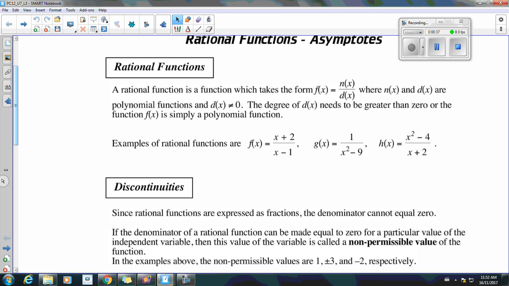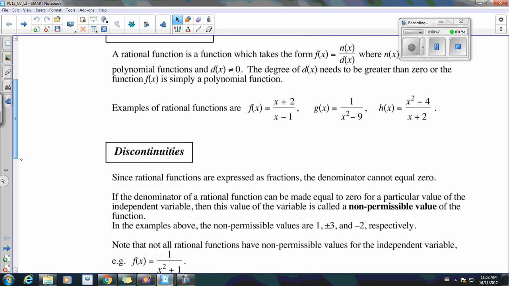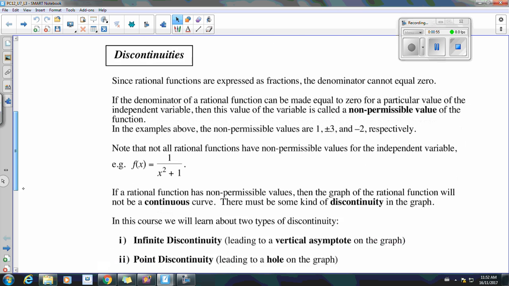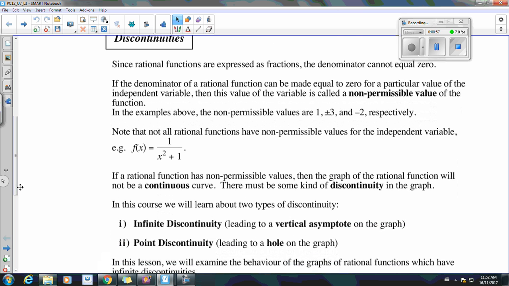Rational functions have discontinuities because they have variables in the denominators. It all comes from the golden rule of math that we cannot divide by 0. That is always what causes these discontinuities in these graphs. Since rational functions are expressed as fractions, the denominator cannot equal 0. If the denominator of a rational function can be made equal to 0 for a particular value of the independent variable, then this value of the variable is called a non-permissible value of the function. In the examples above, the non-permissible values are 1, positive and negative 3, and negative 2, respectively.